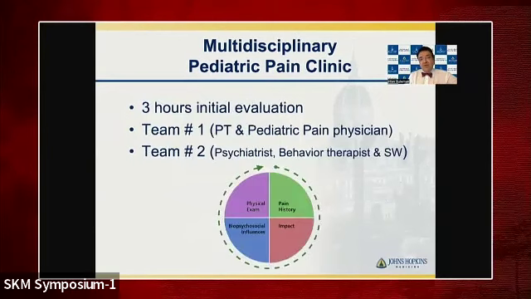We divide our group into two teams. Team 1 is the physical therapist and the pain physician, and Team 2 is the psychologist, psychiatrist, and social worker. Each team spends one hour taking a detailed history and examination, and tries to look into all the biopsychosocial influences causing and amplifying the pain. We also look at the impact on the patient's life: is he going to school, is the social life impacted, is sleep affected, is he not participating in sports, what are the family dynamics, and all these things. That is how we evaluate the patient.